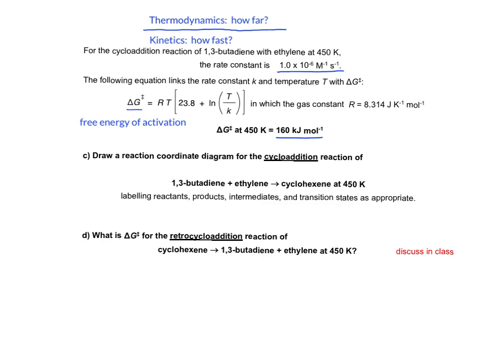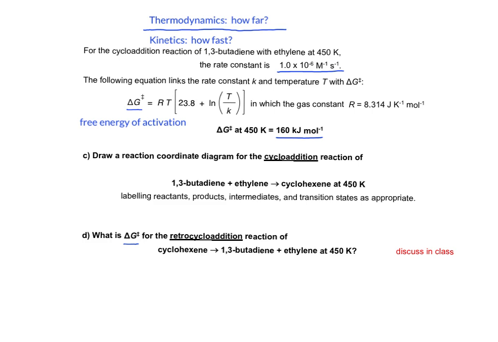Using the thermodynamic information on the previous page and the kinetic information here, we will together in class draw a reaction coordinate diagram for the Diels-Alder cycloaddition of 1,3-butadiene plus ethylene at 450 Kelvin. Try this on your own before coming to class, and then think about what the reaction coordinate diagram may tell you about the energy barrier for the reverse reaction.